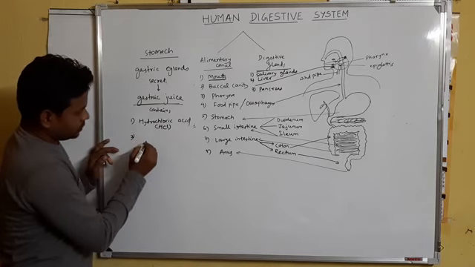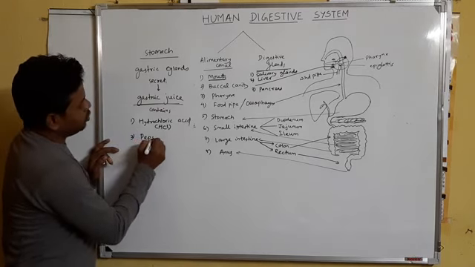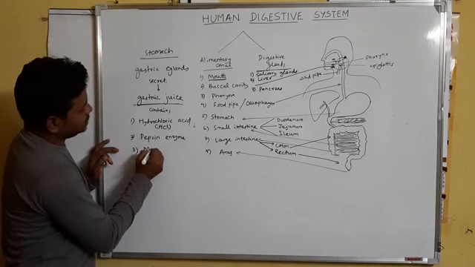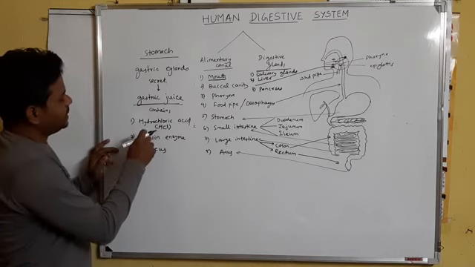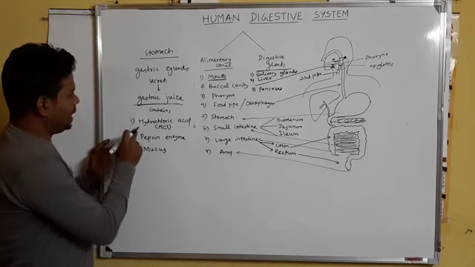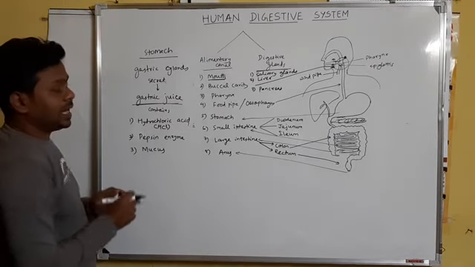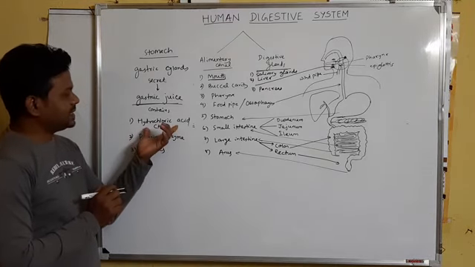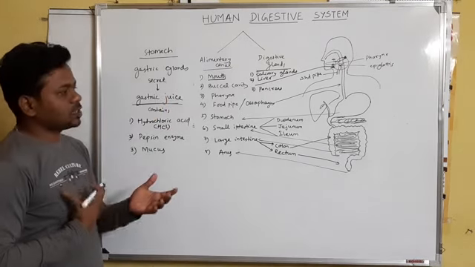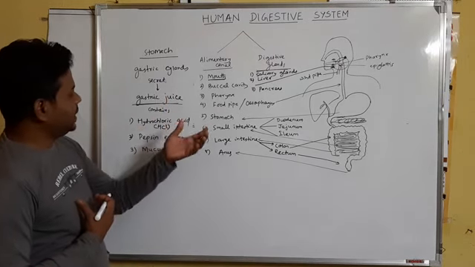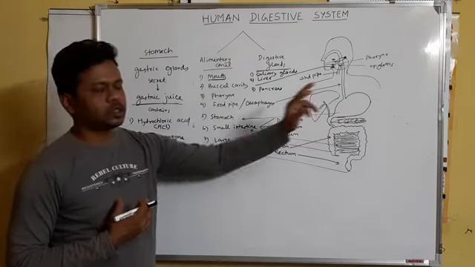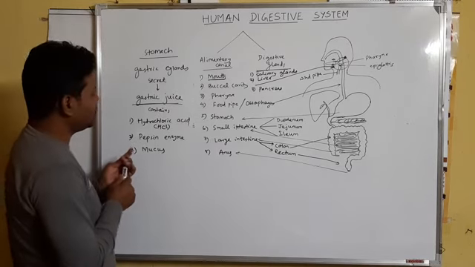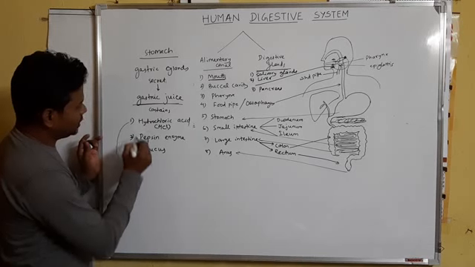Second, an enzyme called pepsin, and the third is mucus. So these three things are present inside the gastric juice, and every part of the gastric juice has a definite role. What they do: you see that acid is secreted inside the gastric juice. Inside the stomach, gastric juice is secreted, so HCl is present inside the stomach. This HCl does two functions.